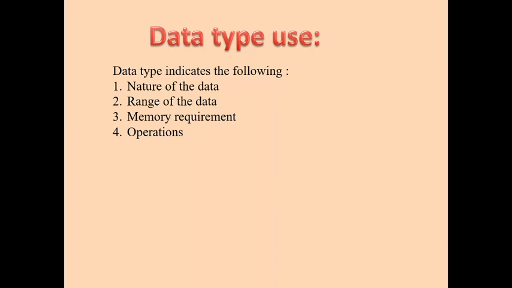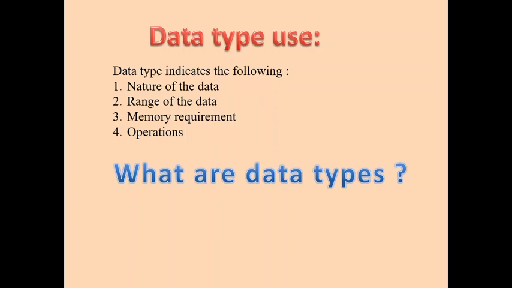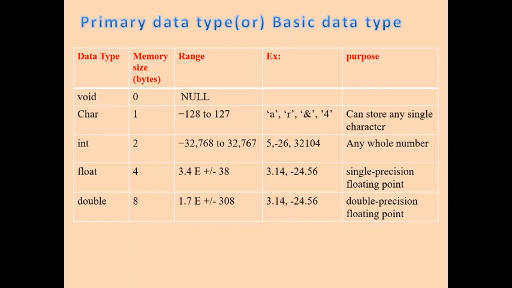Next, categories of data types. What are the different data types? Primary data type, derived data type, and user defined data type. C language offers primary, derived and user defined data types. In this session, we are going to discuss primary data types. What is a primary data type? The data type which is built in with the C compiler, you call it a primary data type. It is also called a basic data type.